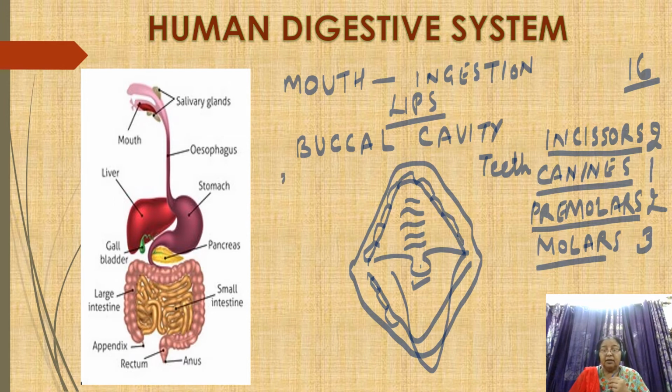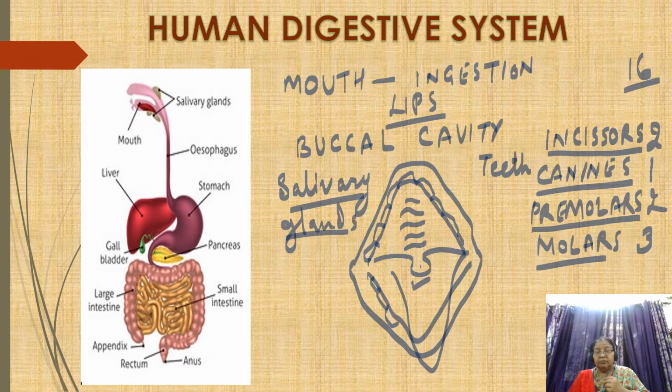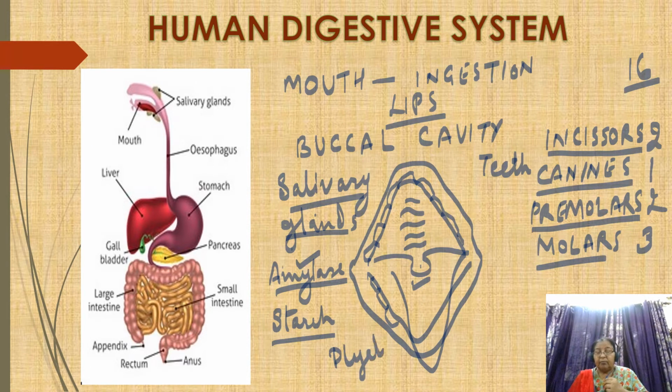Now, there are glands, three pairs of glands, salivary glands. Saliva, you know, the juice in your mouth is called saliva. It has an enzyme which is called amylase. What is the function? To digest starch. Starch means the wheat, rice you eat, potatoes you eat, that contains starch. So that is digested in the buccal cavity with the help of amylase. It is also called tyalin, another name.